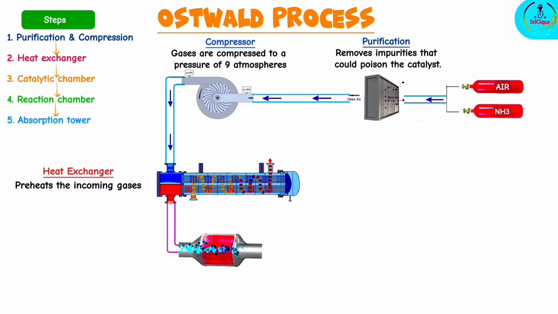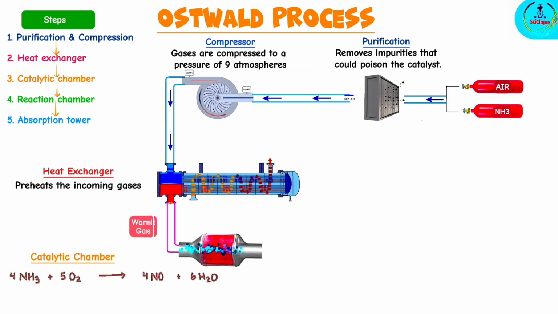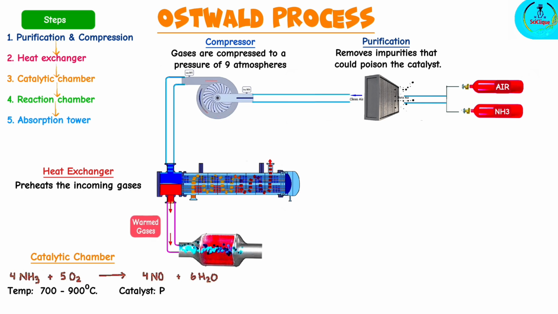After this, they move on to the catalytic chamber. This is where the reactions take place. So you're going to have ammonia reacting with oxygen, leading to the formation of nitrogen 2 oxide and steam. Now, this reaction occurs at a temperature of between 700 degrees Celsius to 900 degrees Celsius. And of course, it occurs through the presence of a catalyst.